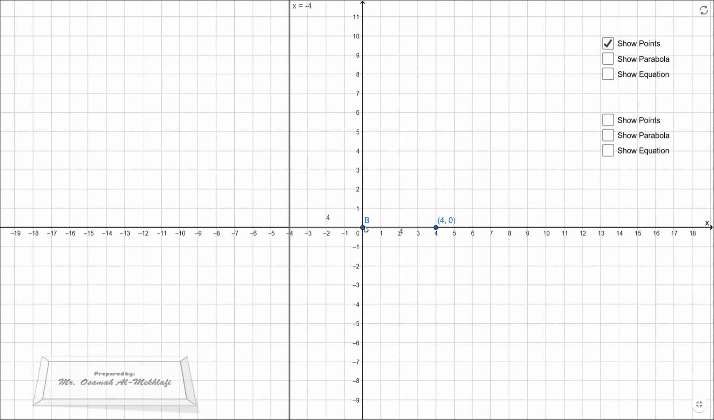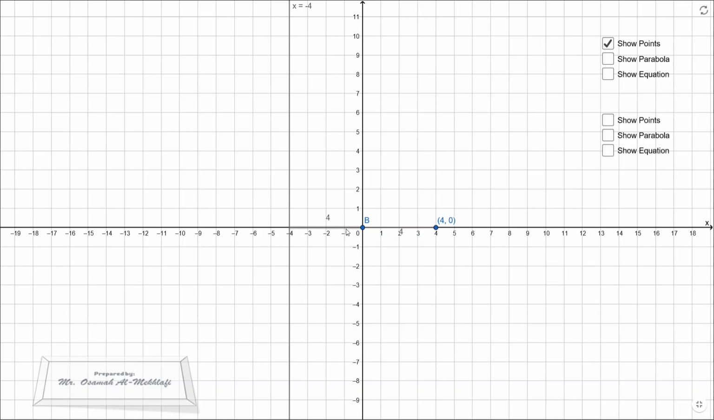Now let's say that this is the moving point. This is the point B. Point B has a distance to the line that is equal to 4 units and to the point that is equal also to the 4 units. It's here. So this distance is 4 units and this other distance is 4 units.